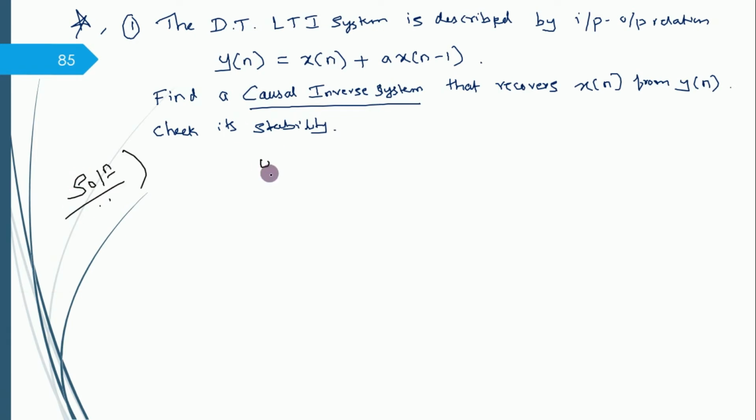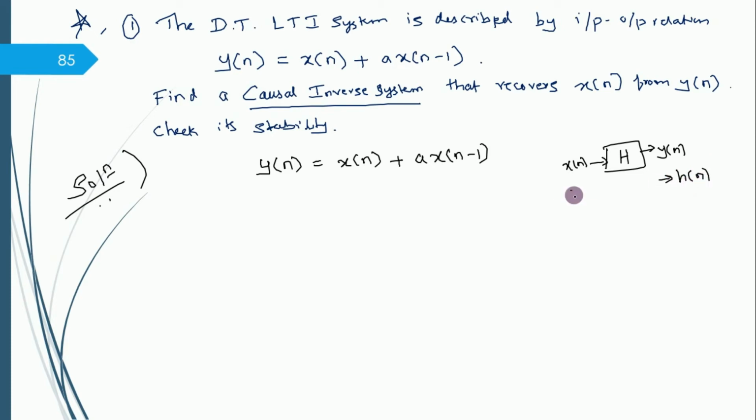So here the given system is y of n is equal to x of n plus a into x of n minus 1. This is the given system. Now to find out the system response or the impulse response, what am I supposed to do? I need to supply the impulse function. If this is a system, if the input is x of n, the output is y of n. Now if I want the output as h of n, which is the system response, the input should be delta of n, the impulse function.